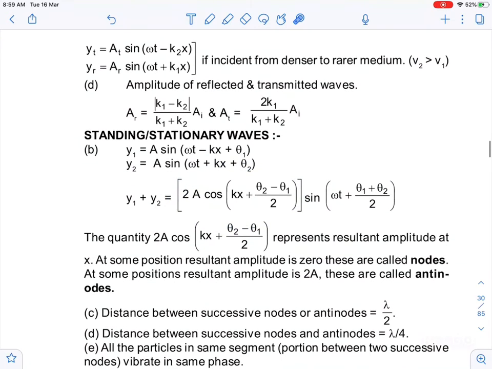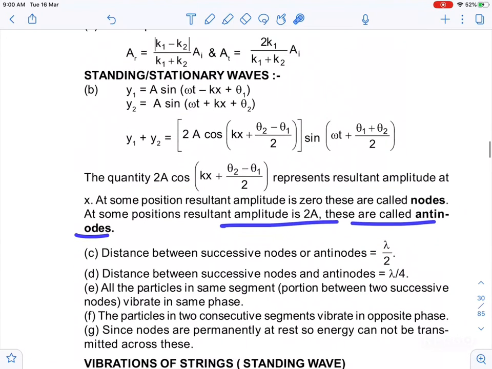This term is known as the amplitude of the standing wave. So I have written 2a cos of (kx plus (phi2 minus phi1) by 2). This is known as the amplitude. At some points the resultant amplitude is 0; that point is known as a node. So these points, where the resultant amplitude is 0, this point, this point, this point and this point, are nodes. These points are called antinodes. When the resultant amplitude is maximum, those are antinodes.